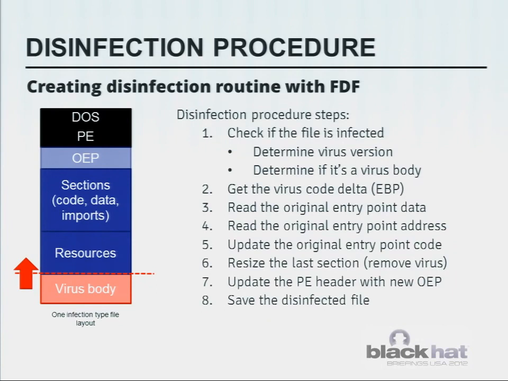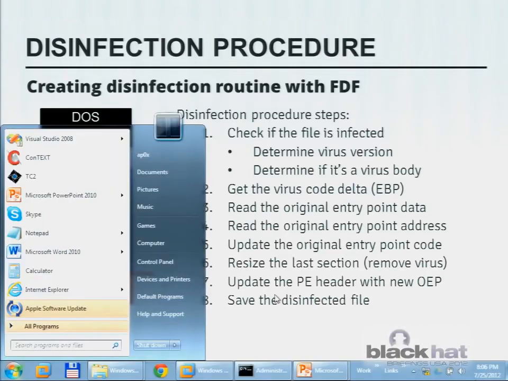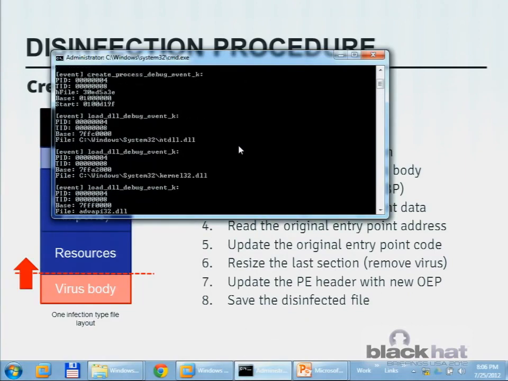Same steps as before. Get the virus code delta, read the original entry point, get the original entry point address, update the original entry point, resize the last section, update the PE header, save the file. So those are all the steps you need to do. And here is the log of our virtual machine.